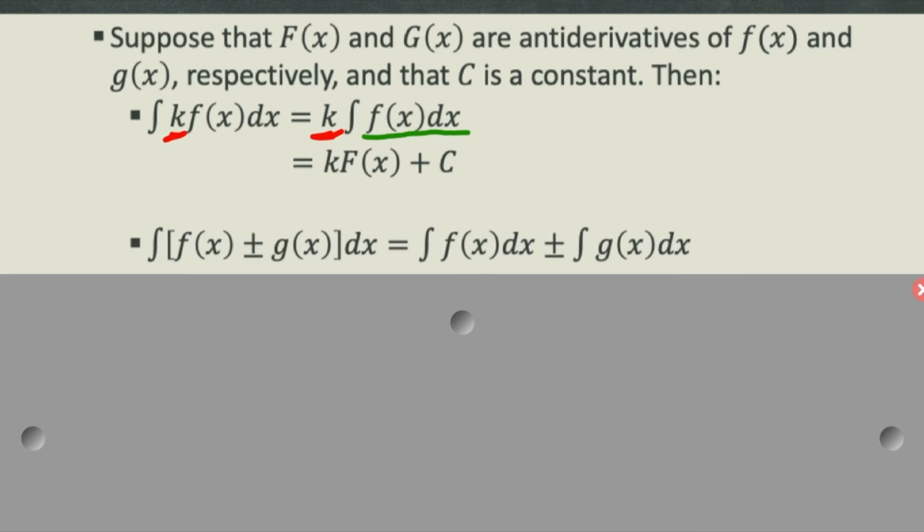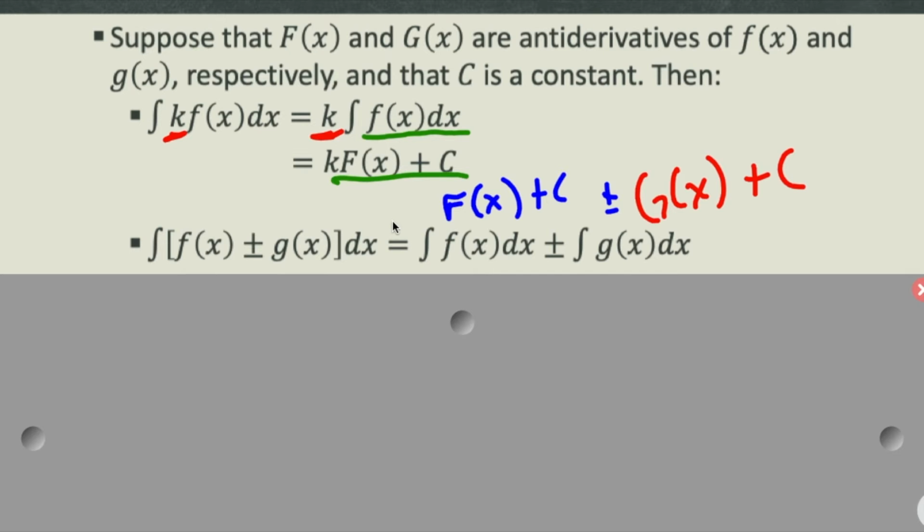Now, the other part that I started to say: if we are adding or subtracting two functions, or 3 or 4 or 5 different functions, just like we did in the notes from yesterday, it's the same thing as taking the integral of those functions separately. When we take the integral of this one, we will get capital F of x plus c, and then this one over here we'll add or subtract capital G of x plus c.